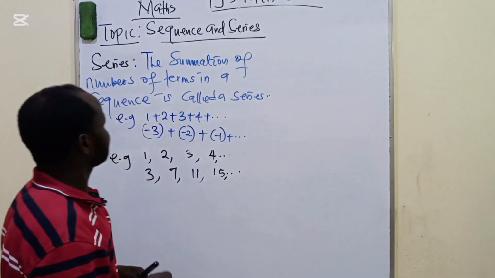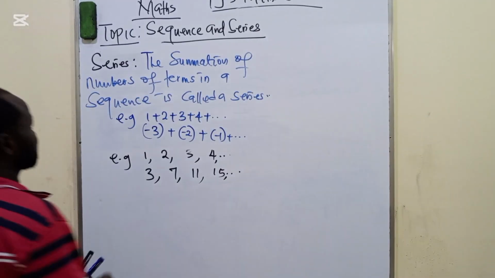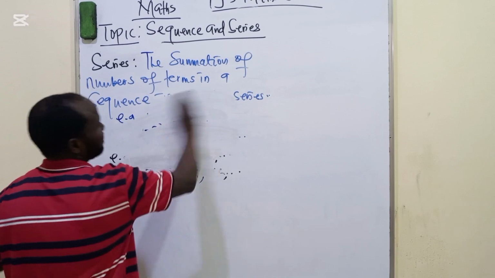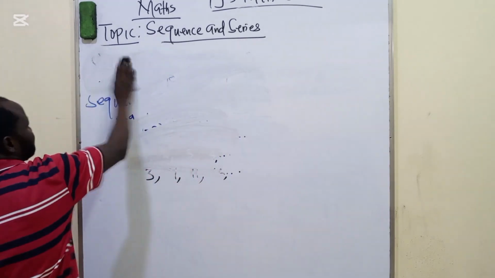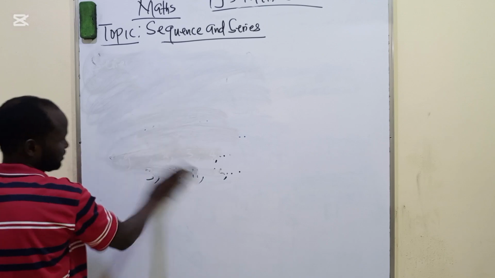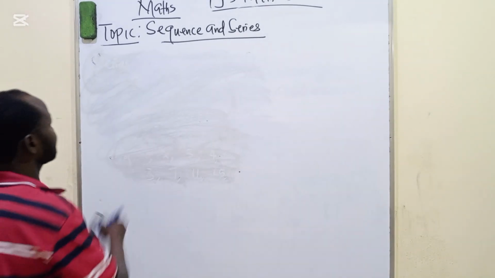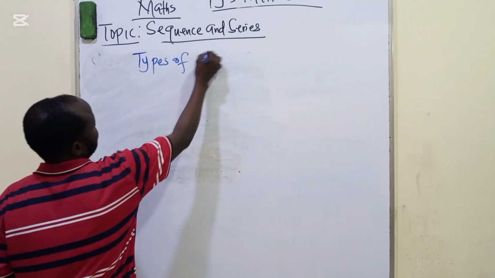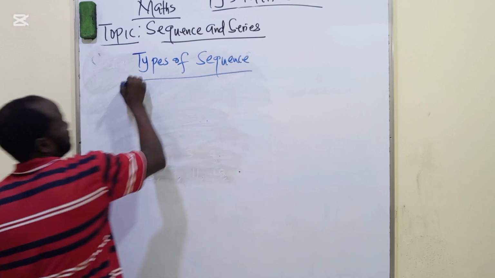Very important. Okay, let's look at the types of sequence we have. Basically, we have two types of sequence as far as this lesson is concerned. Let's look at the two types of sequence. Let's write: types of sequence.